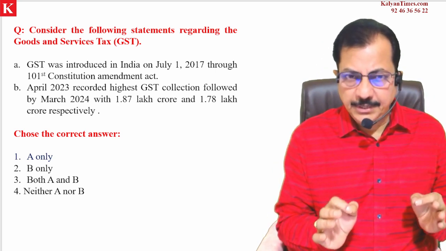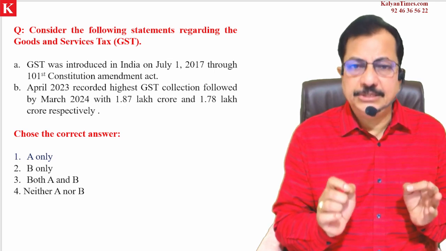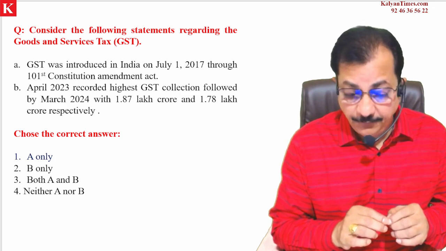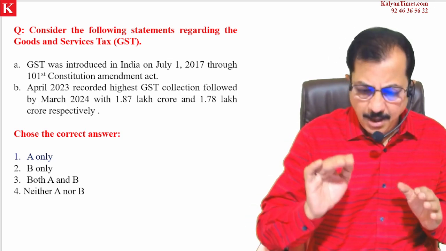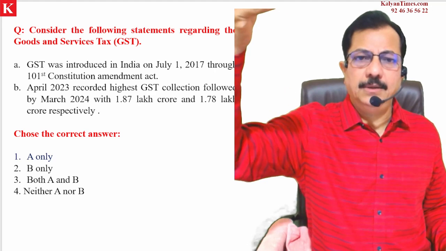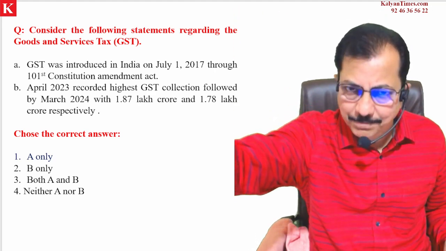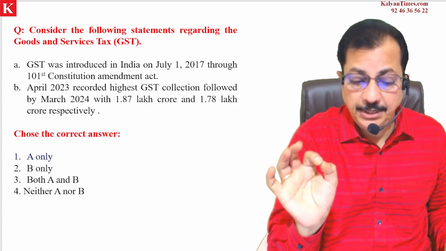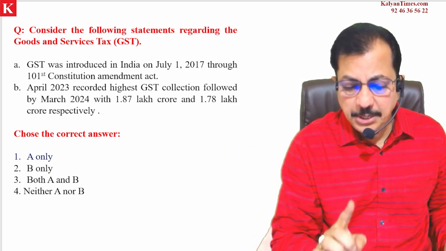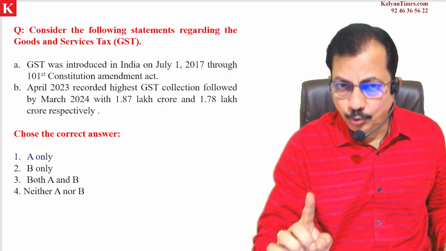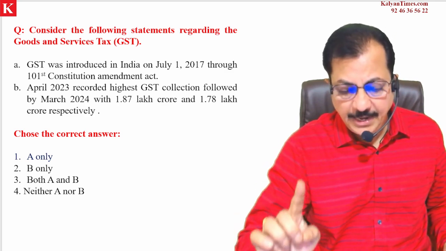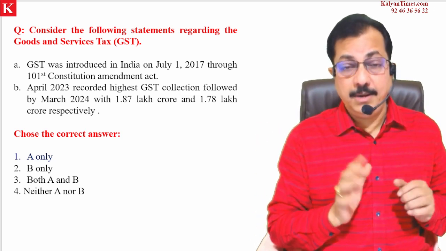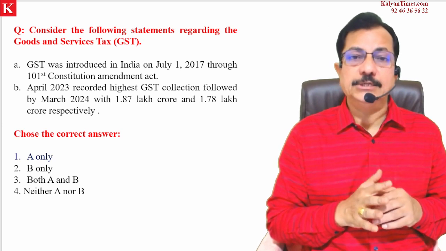April 2023 recorded highest GST collection, followed by March 2024. What is the meaning? According to this statement, the highest collection of GST was in the month of April 2023 and the second highest is in March 2024, with 1.87 lakh crores and 1.78 lakh crores respectively. Clear? I remember this point, I have already discussed it with you earlier.